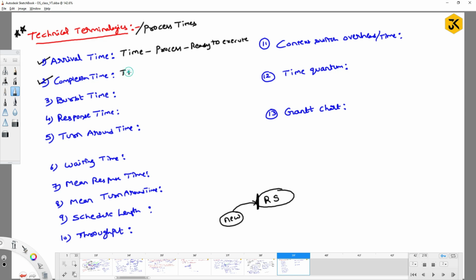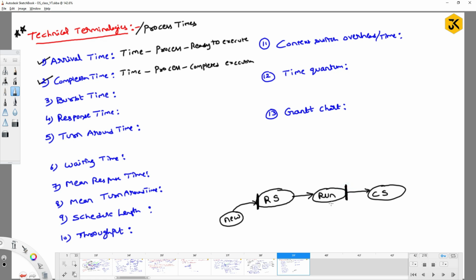The time at which a process completed execution. That execution can be in an IO operation or a CPU operation. At any cost, when the entire task is done, it is called completion time. After the ready state, it will move to the running state. From the running state, it will enter into the completion state, right? The time at which it exits the running state, we call completion time.